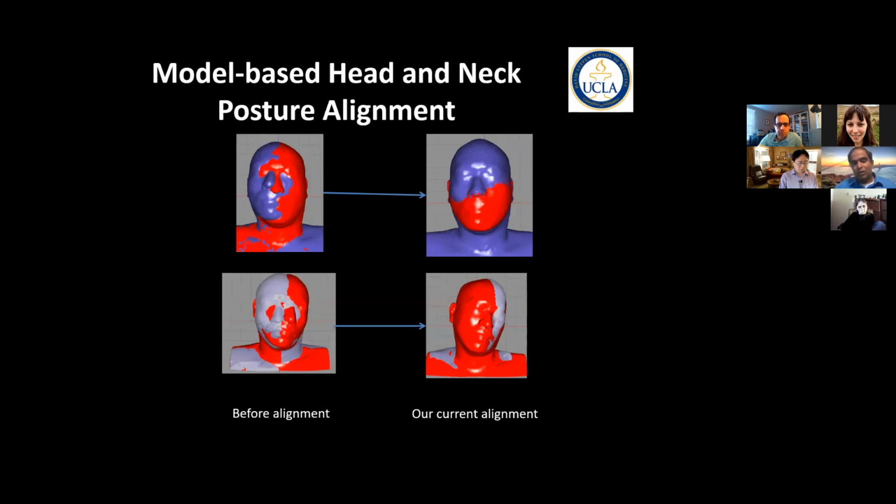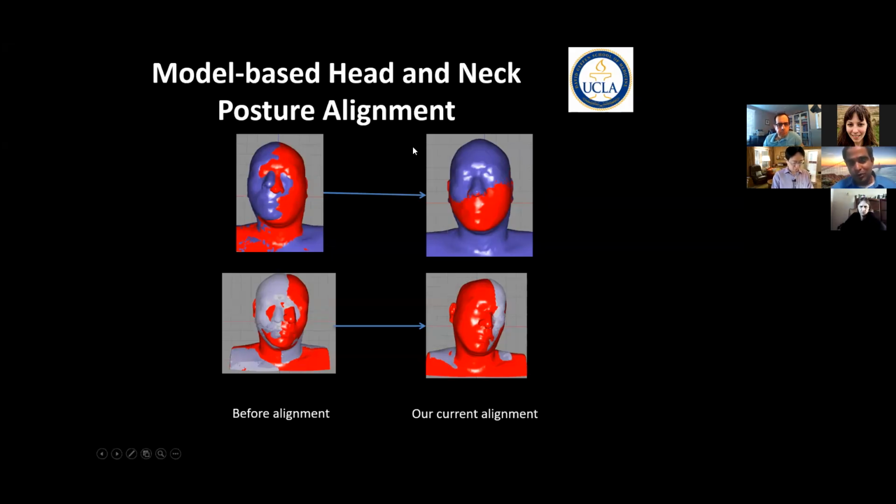So when we do a model-based posture alignment, on the left we have images of overlapped heads before alignment. On the top, the blue one is today's position, and the red one is how he was positioned during the planning stage. So they have a small rotation, a small deformation, significant enough to cause a problem in the radiation visualization.